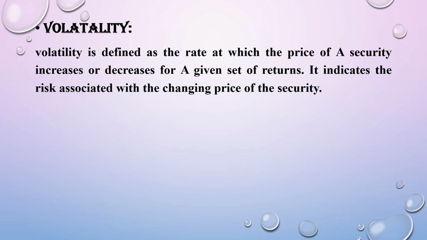We know that the stock market is not stable. Day by day price fluctuations happen due to some reason, either it may be due to an economic condition. All these factors are considered in the price fluctuations in the stock market. Hence we say that it is not stable. So volatility means changes in a price which indicates the risk associated with the changing price of the security. That is what is meant by volatility.